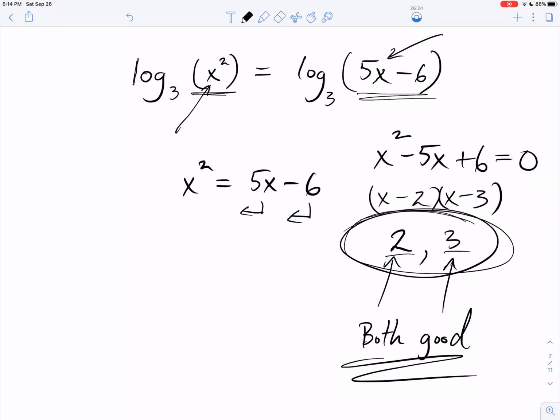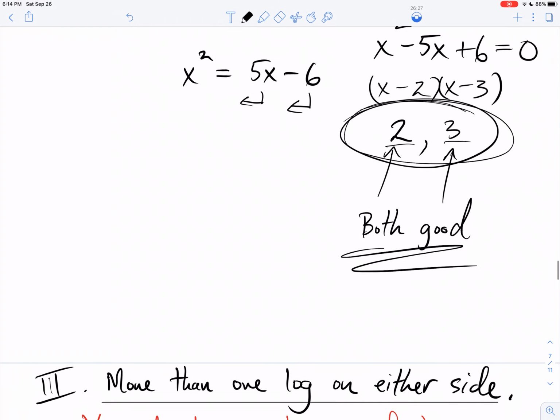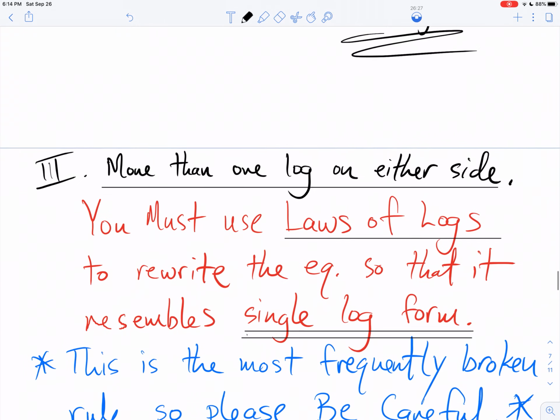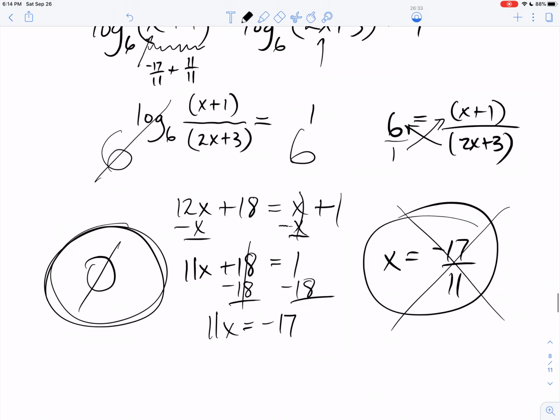These are both good answers. So in log world, you can have one answer, two answers, or sometimes you get no solution. Remember, this is just a fancy way to say no solution. I just am lazy, so I like to use the mathematical symbols that allow me to be lazy.